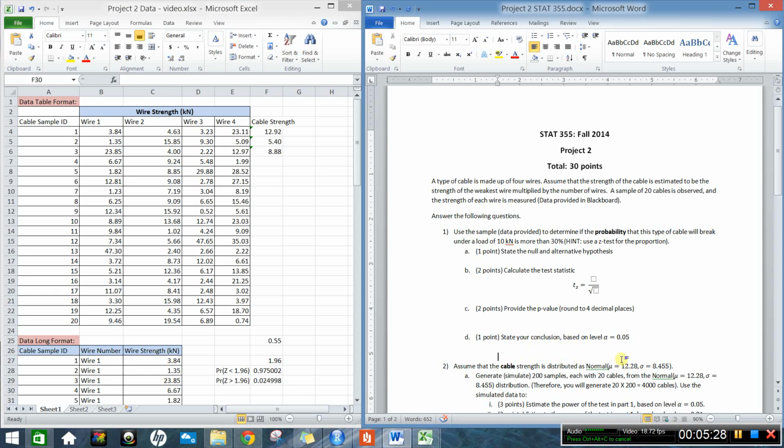And then lastly, state our conclusion. When we're stating a conclusion, it should say reject the null hypothesis or fail to reject the null hypothesis. And then it should say something along the lines of there is evidence to suggest that the probability of this type of cable breaking under a load of 10 is more than 30% or is less than 30%, or you could say that there's insufficient evidence to suggest that the probability that this type of cable will break under a load of 10 kilonewtons is more than 30% or less than 30%. Something along those lines. So type this up, make it look nice.